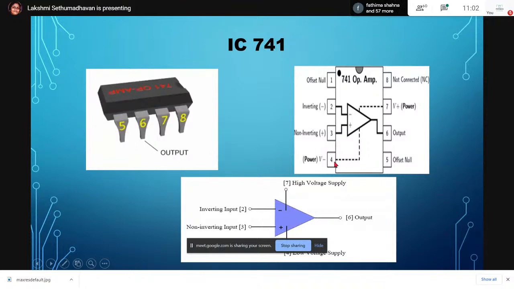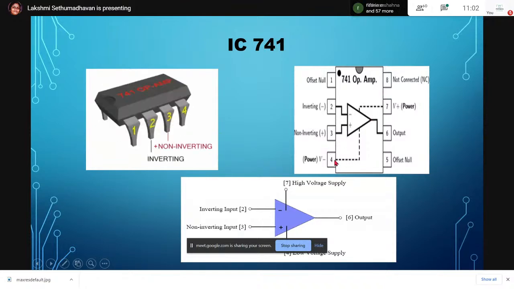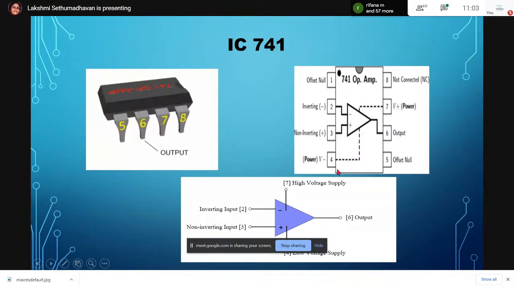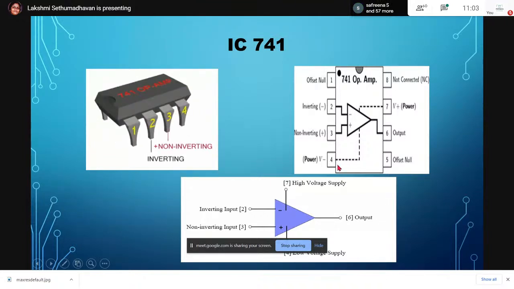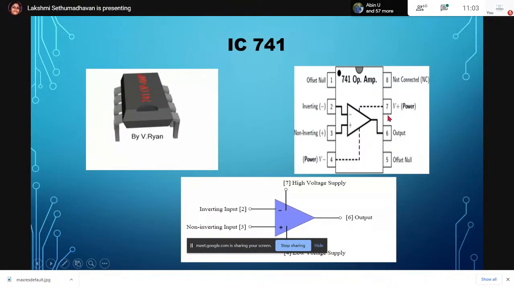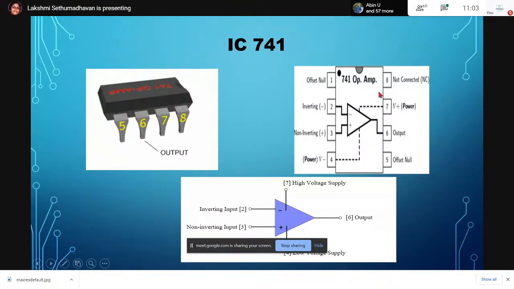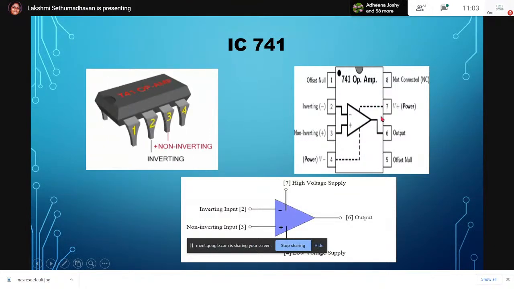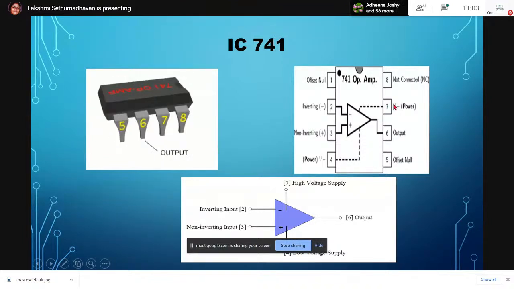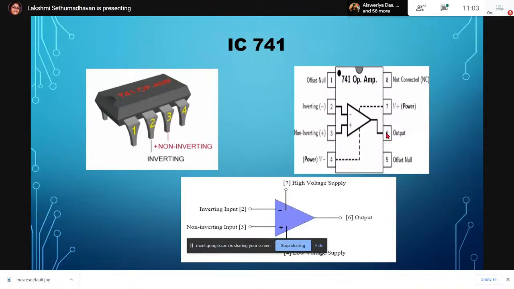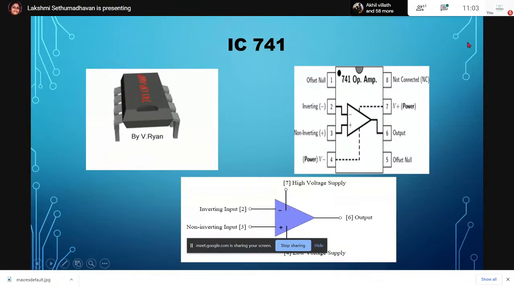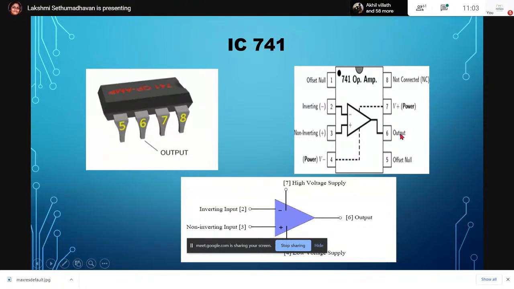You give your biasing at 4 and 7. 7 is your plus VCC, and 4 is going to be your minus VCC. These are the biasing. You need to give power to this IC, or else you cannot expect it to work as an amplifier. So this is the biasing power: 7 plus VCC, 4 minus VCC. Then the output is always at pin 6 for this IC. The sixth pin will give you the output.